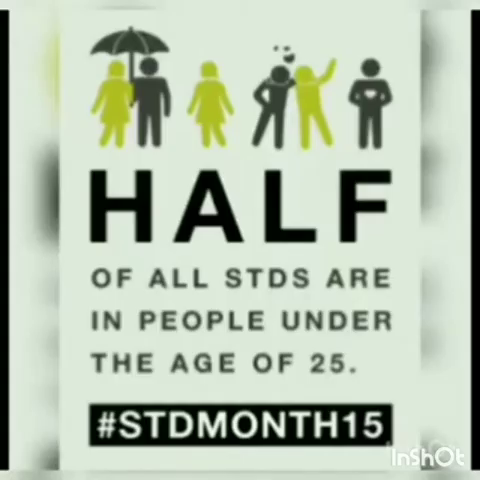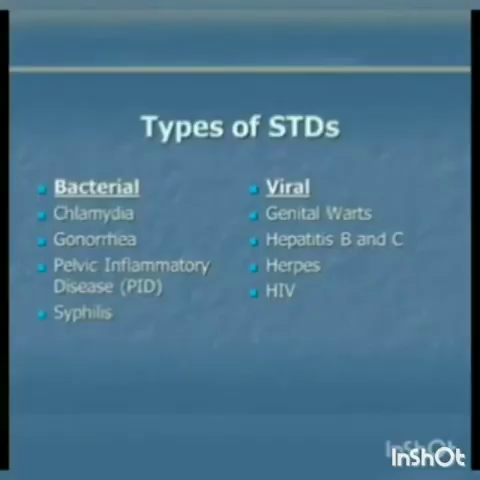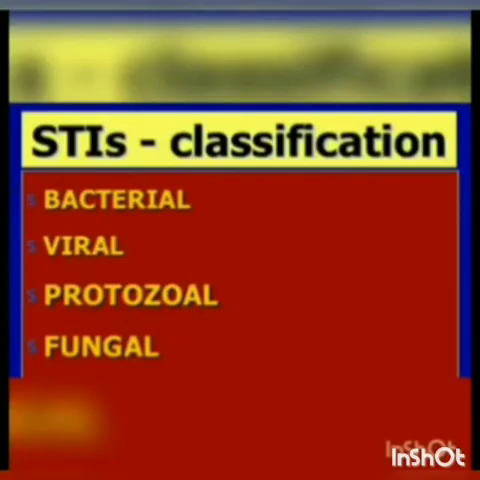People in the age of 15 to 24 are prone to this infection. There are different types of STI: bacterial, viral, protozoan, and fungal STIs. Let's see one by one.